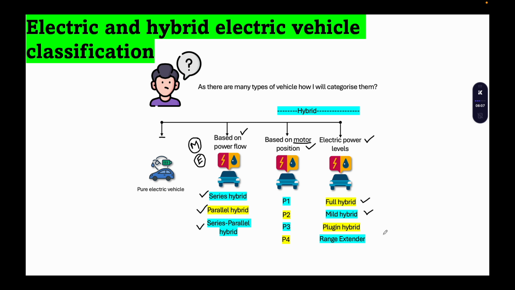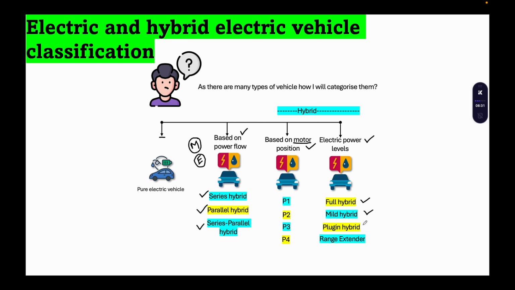Then the next category is the full hybrid. Here the battery pack is a little bigger, and you can store more energy compared to the mild hybrid, and it can also drive a certain distance, so that you can at least cover 10 to 20 kilometers with the help of only electric mode. That is the capability of full hybrid.